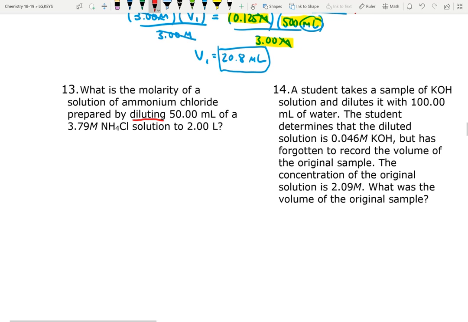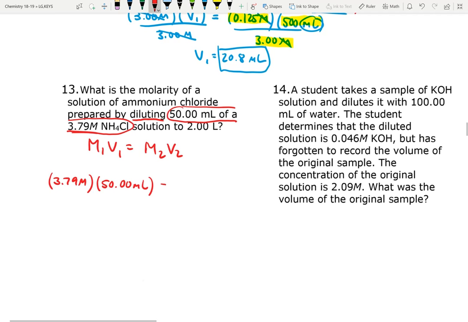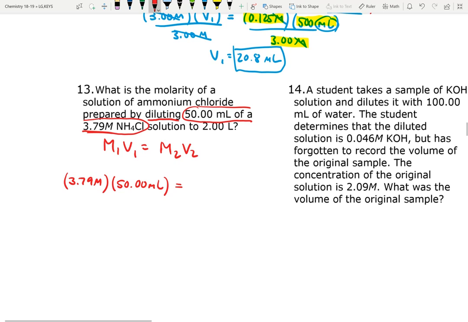So I'm going to use my equation again. I'm going to write it down here one more time: M1V1 equals M2V2. I won't write it every time, but hopefully you can use it enough that it pops into your head and rolls off the tongue. My original molarity is 3.79. I'm going to use 50 milliliters of that solution, so this goes together. That means I've got 50 milliliters of that, and we're going to dilute that down all the way to 2 liters.